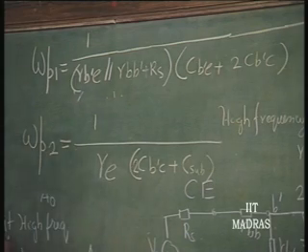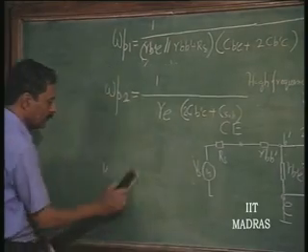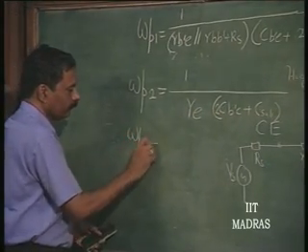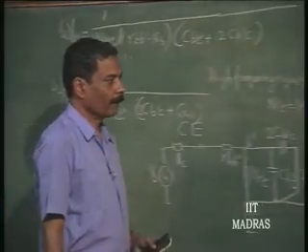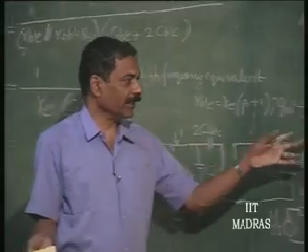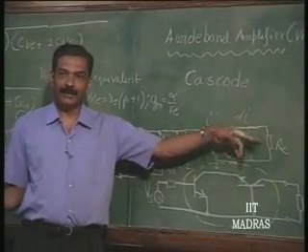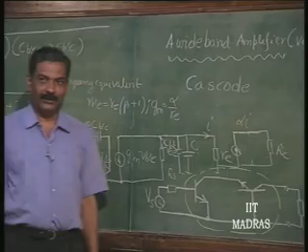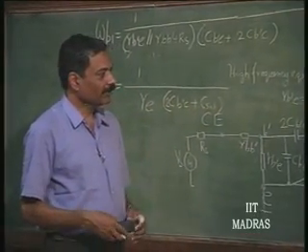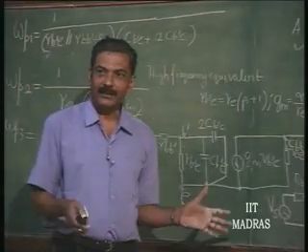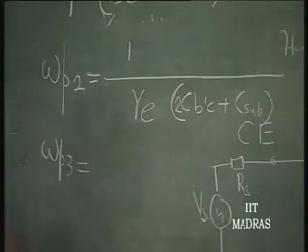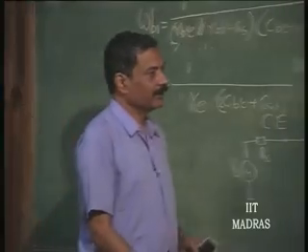and ultimately now it has a third pole. As far as the low frequency gain is concerned, it still remains A naught, because this current and this current are one and the same, and it is still flowing through RC. So, the low frequency gain still remains Gm into RC. In fact, it is just now Gm into RC, no RC parallel RC also comes into the picture. So, it is simply Gm into RC. So, omega P3 is the time constant here.